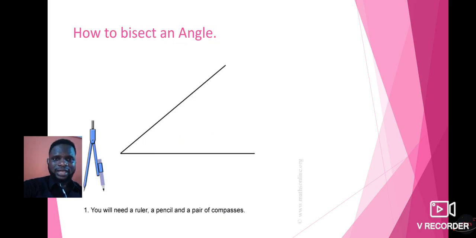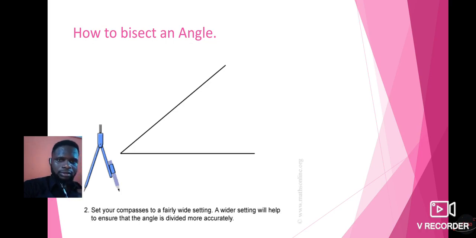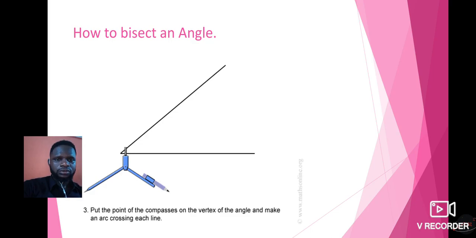How to bisect an angle. Bisection means to divide an angle into two equal parts. So watch.